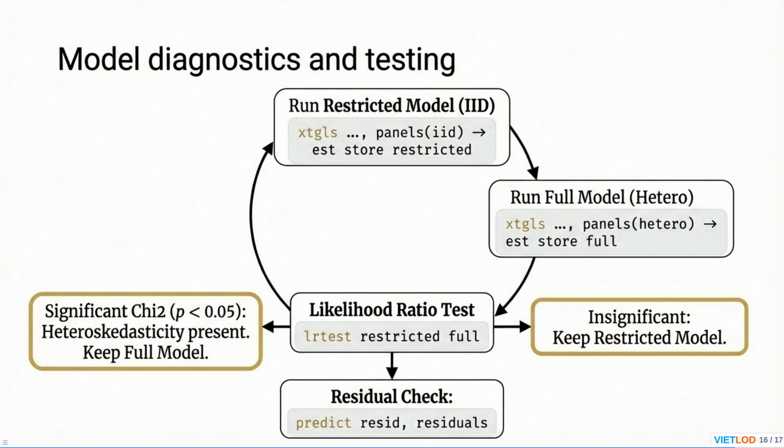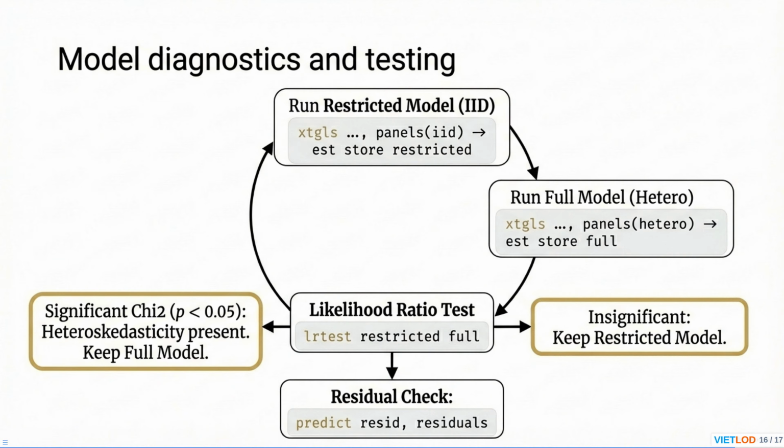We shouldn't just assume heteroskedasticity is present. We should always test for it to justify our model choice. A standard and powerful method for this is the likelihood ratio test. The process begins by estimating a restricted model, which assumes homoskedasticity, meaning constant error variance. In Stata, this is done using xtgls with the panels(iid) option, and we store its estimates. Next, we run a full model that relaxes this assumption, allowing for heteroskedasticity, using xtgls with panels(heteroskedastic). We also store these estimates.